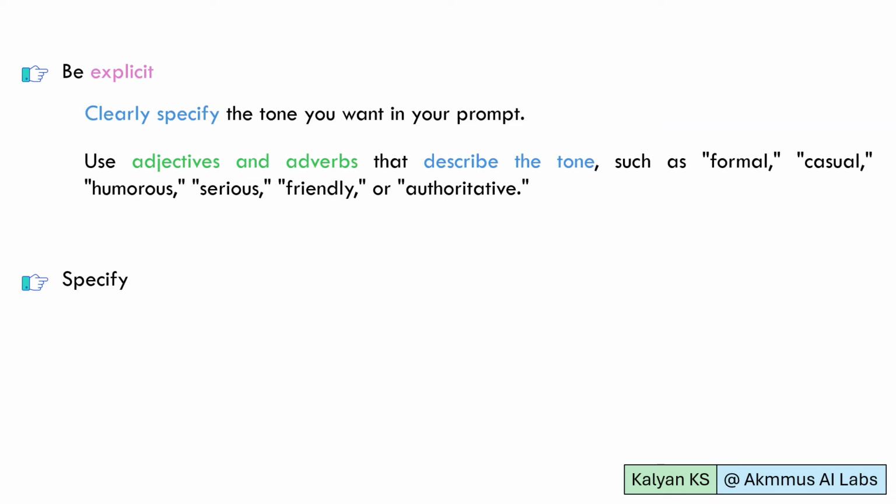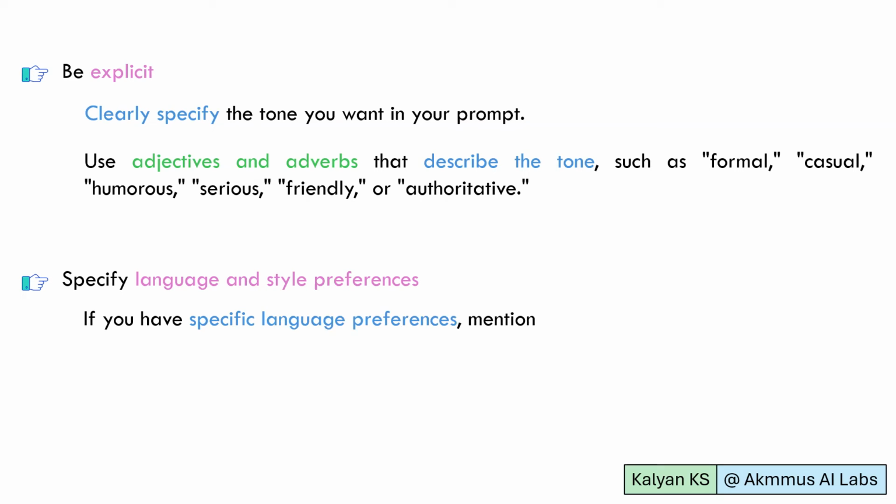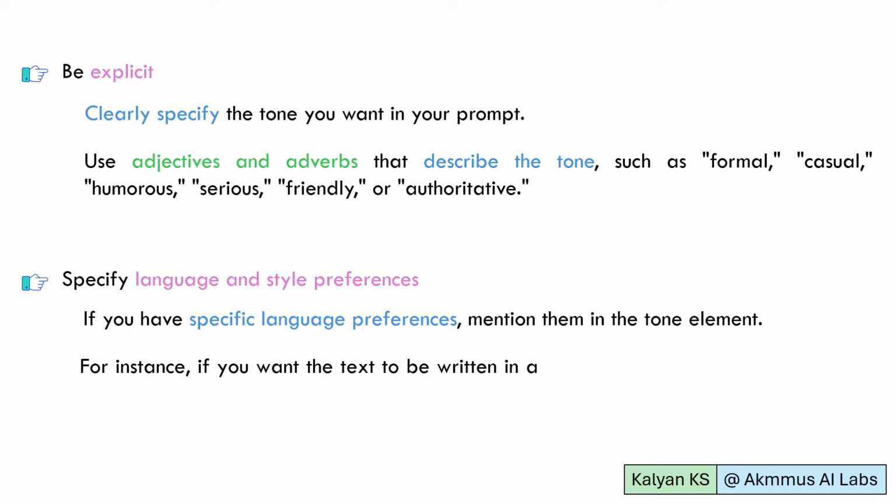The second one is, specify language and style preferences. If you have specific language preferences, mention them in the tone element. For instance, if you want the text to be written in British English formal style, explicitly state that in your prompt.